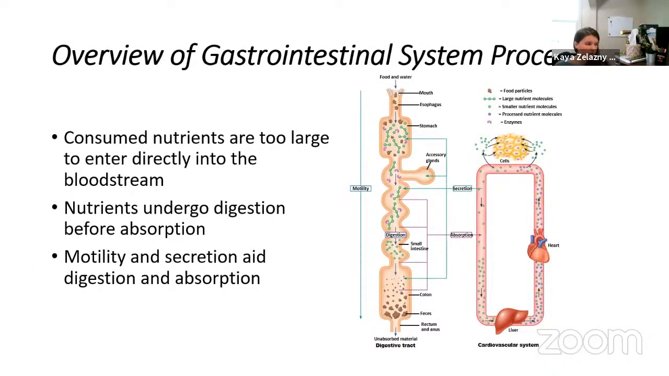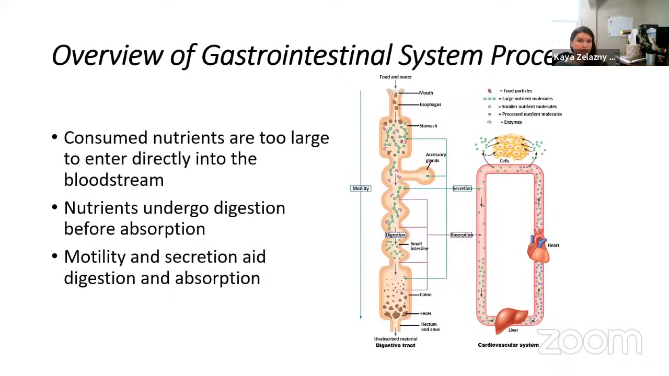So our overview here, the reason we're interested in the GI system, right? So when you eat food, say you eat a burger, the food that you're consuming has nutrients in it, but they are in too large a form to directly enter into the bloodstream, right? You can't transport just a chunk of burger into your plasma because you need protein. It's not going to work like that. You need to digest these things before you absorb them.